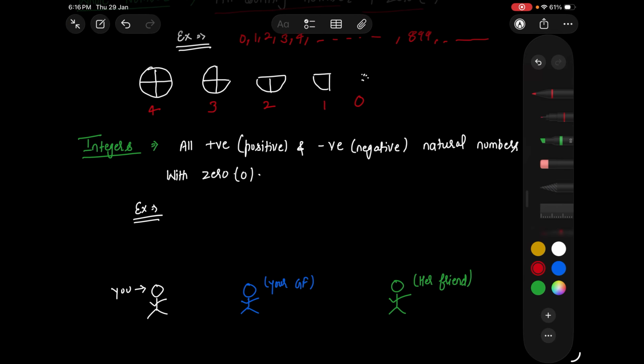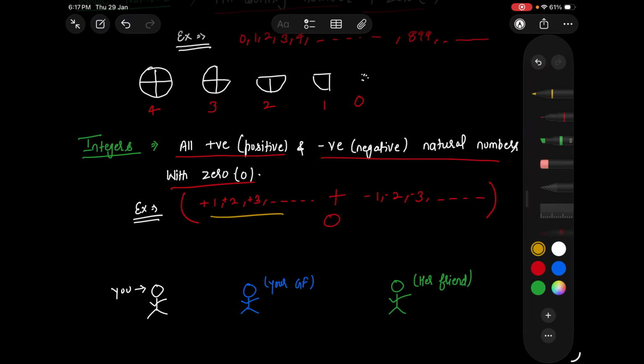Now we move to integers. That's our agenda. What is an integer? Listen carefully to what is written: all positive and negative natural numbers. We know what natural numbers are: 1, 2, 3 and so on. The positive natural numbers are like plus 1, plus 2, plus 3, and the negative natural numbers are like minus 1, minus 2, minus 3. When we combine these together with 0, all three units, it becomes integers.